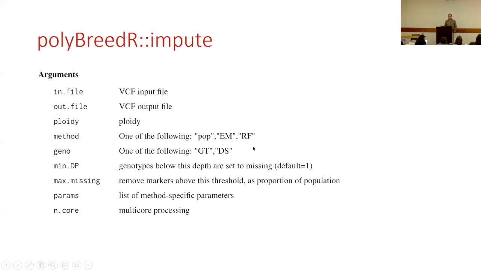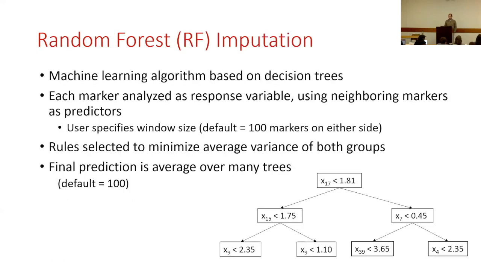So then the third option for the method here is RF. That's the random forest. It's again a classic machine learning algorithm based on decision trees. Here's a picture of a decision tree. This is the real decision tree that it generated for one of my simulated data sets.